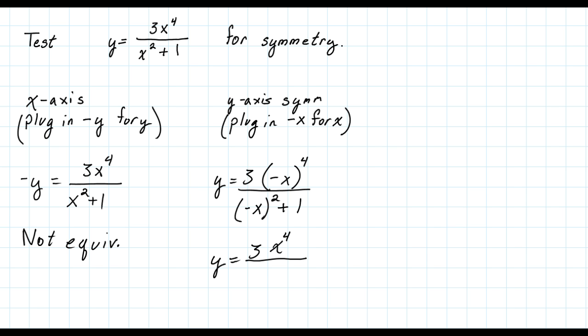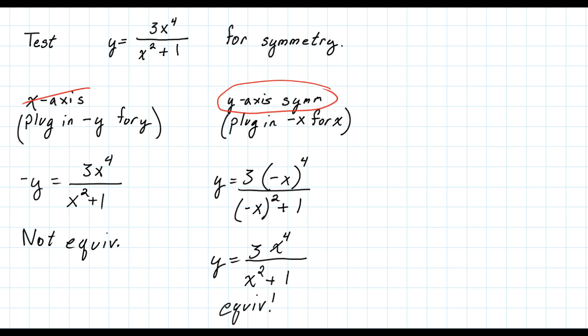(negative x) to the fourth is the same as x to the fourth, right? Because a negative raised to an even power is positive. And for the same reason, (negative x) squared is going to simplify to just x squared. And this is equivalent. So we don't have x-axis symmetry, but we do have y-axis symmetry.